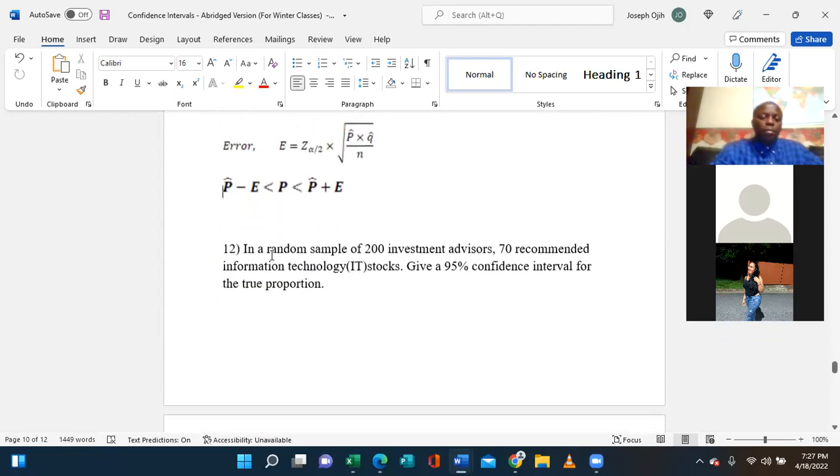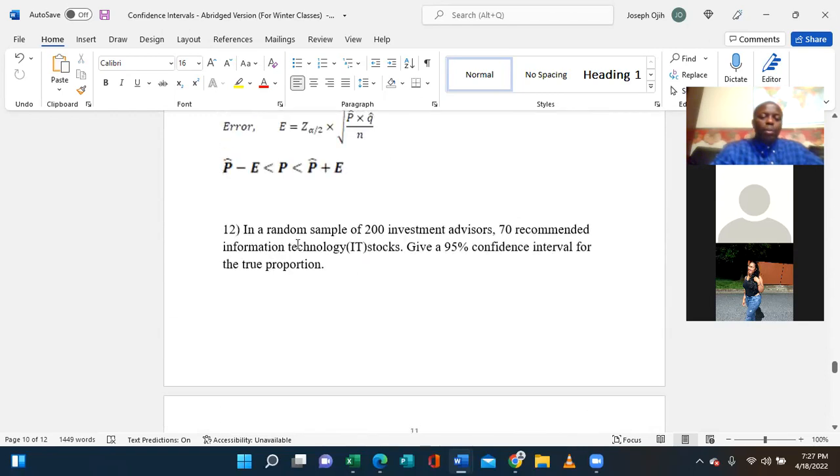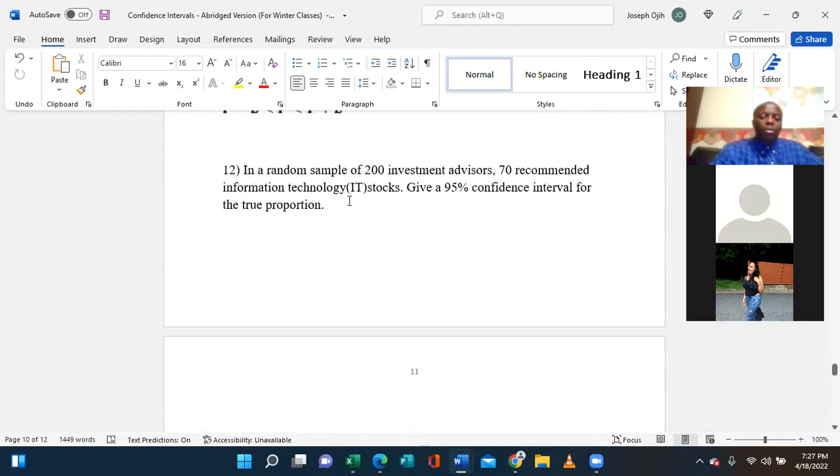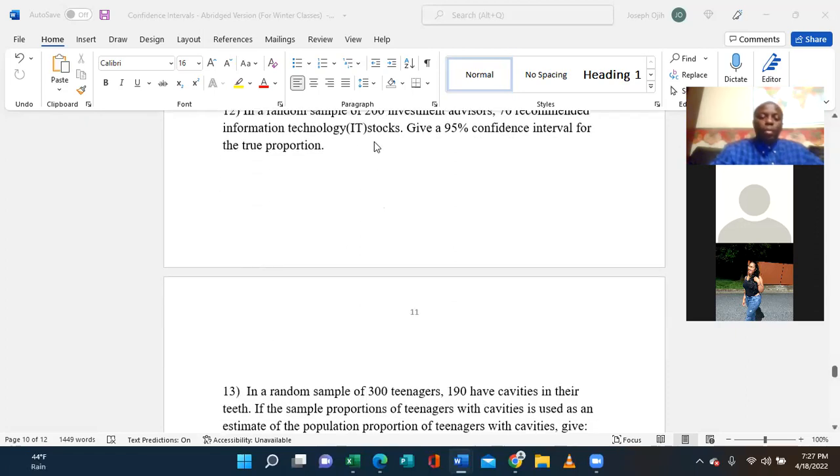It says, in a sample of 200 investment advisors, 70 recommended IT stocks. Give a 95% confidence interval for the true proportion.